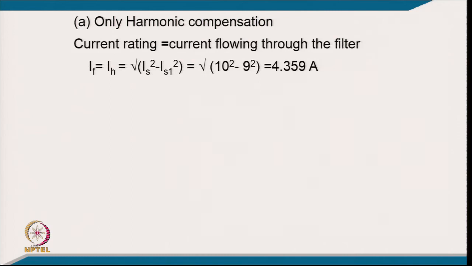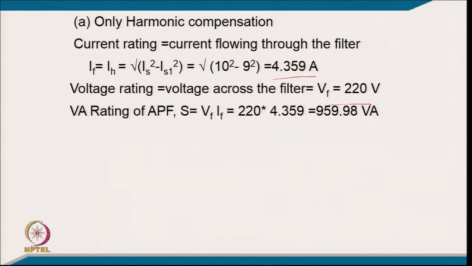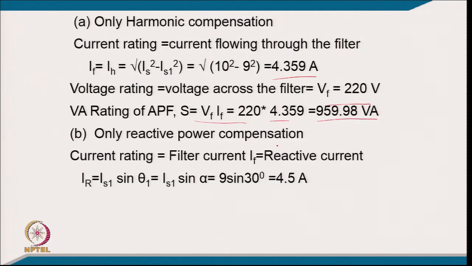Coming to only harmonic compensation, the current rating will be the current flowing through the filter. So, IF will be the square root of IS square minus IS1 square, that is typically 4.359. This is only the harmonic current, and the voltage across this is the 220 supply voltage, and the VA rating will be VF IF. Putting the values, it comes 959.98 VA. And now, only reactive power compensation.